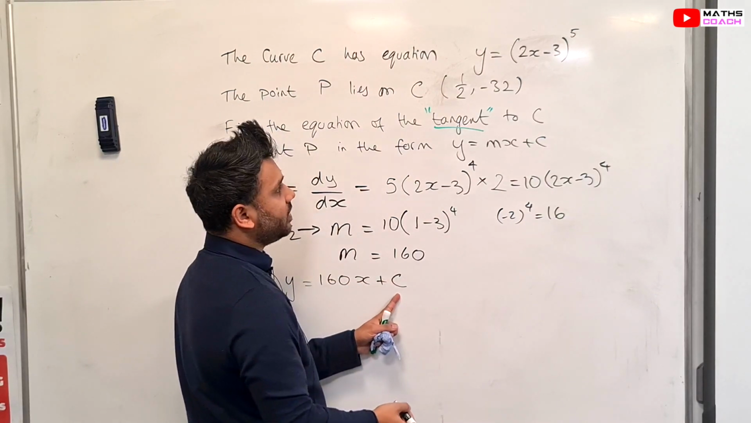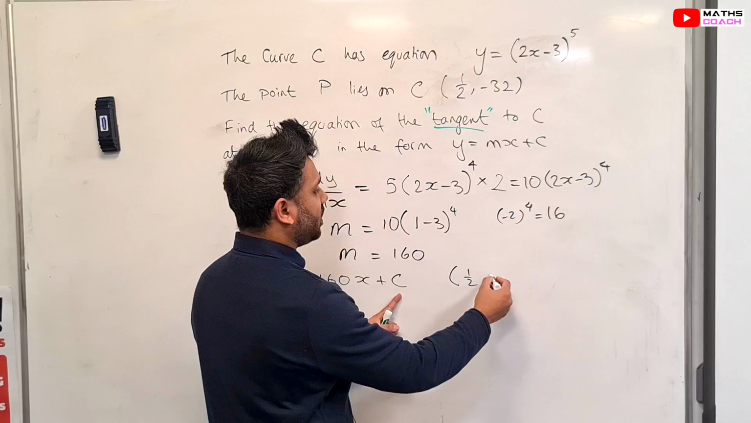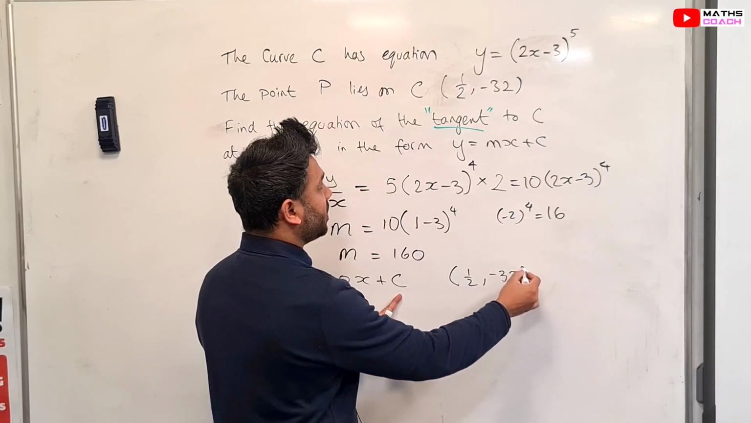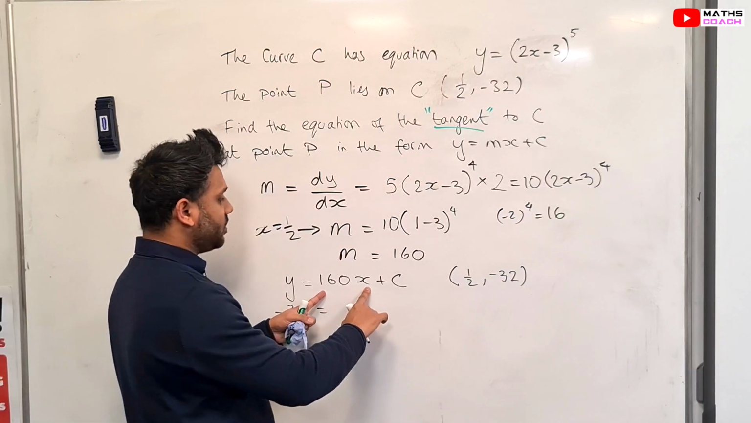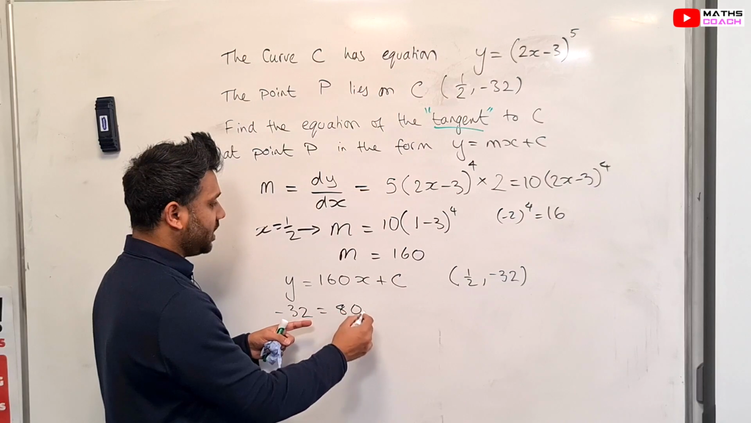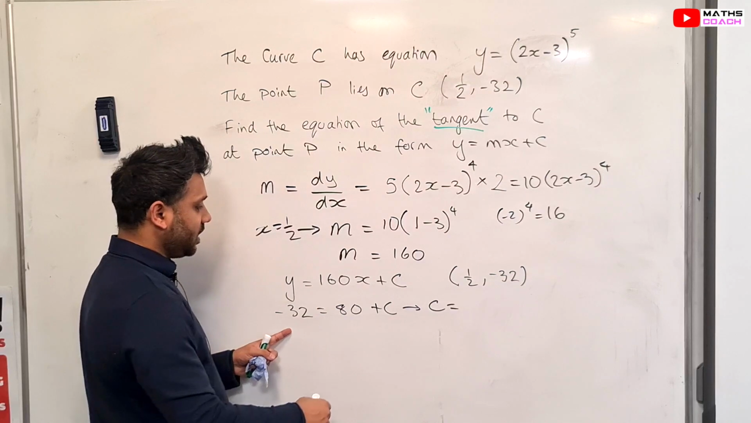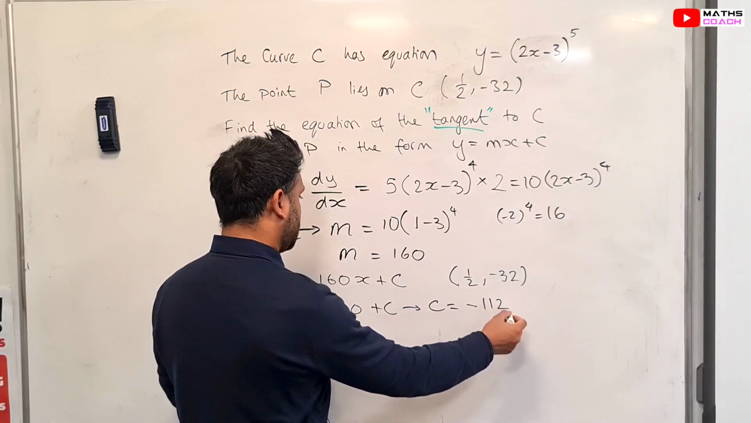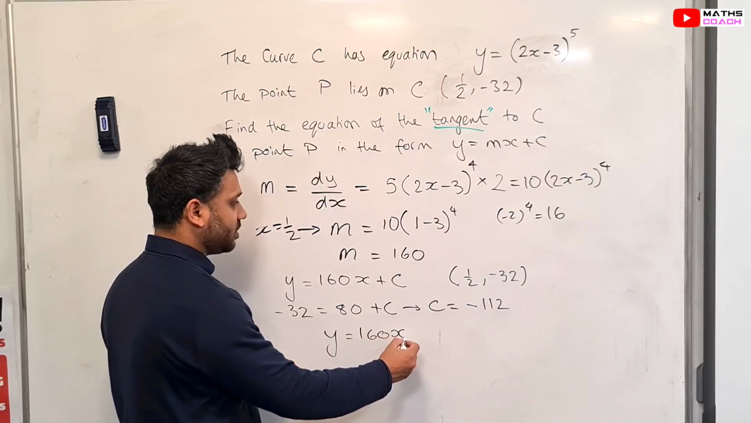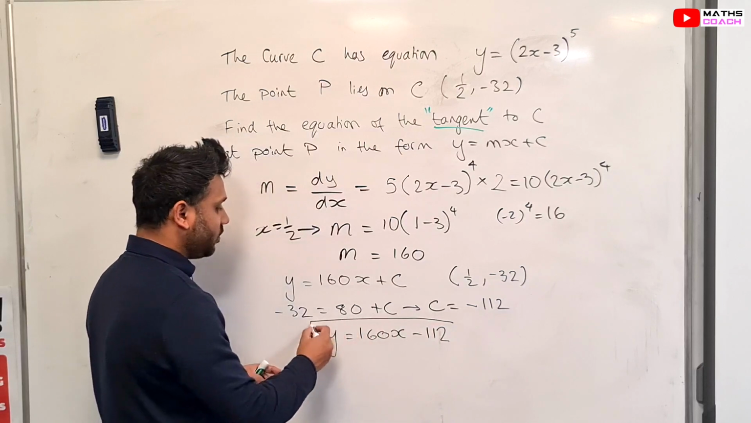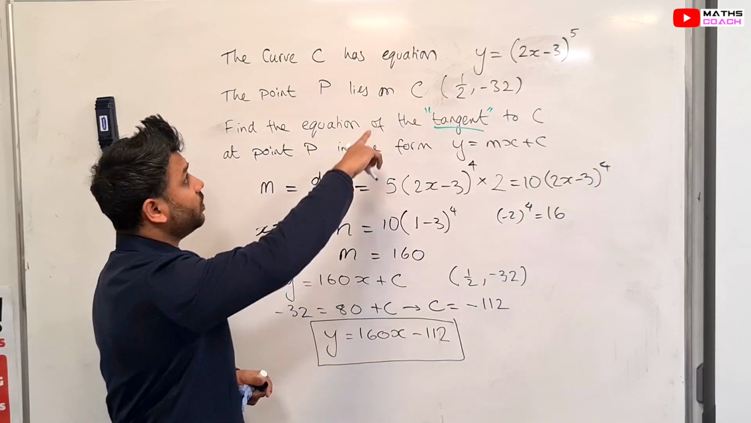And to work out the c in our straight line graph, we substitute the coordinate that it goes through, which is (minus a half, minus 32). So y, minus 32, equals a half of 160, which is 80, plus c, and that gives you c is equal to minus 32 minus 80, so that's minus 112. Therefore, y equals 160x minus 112.